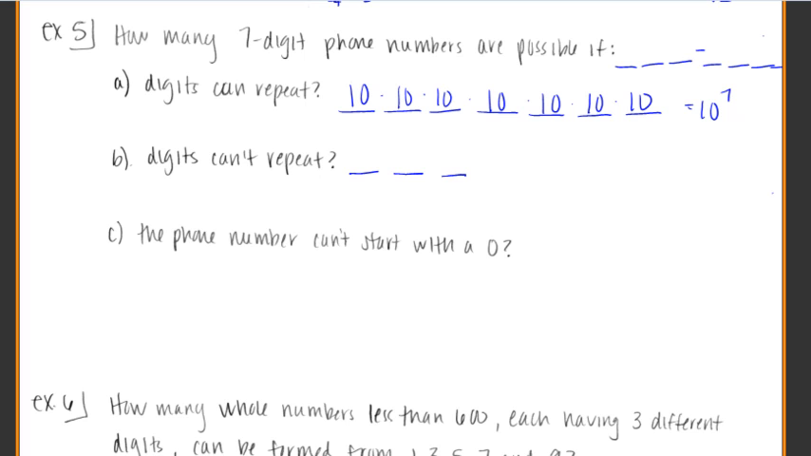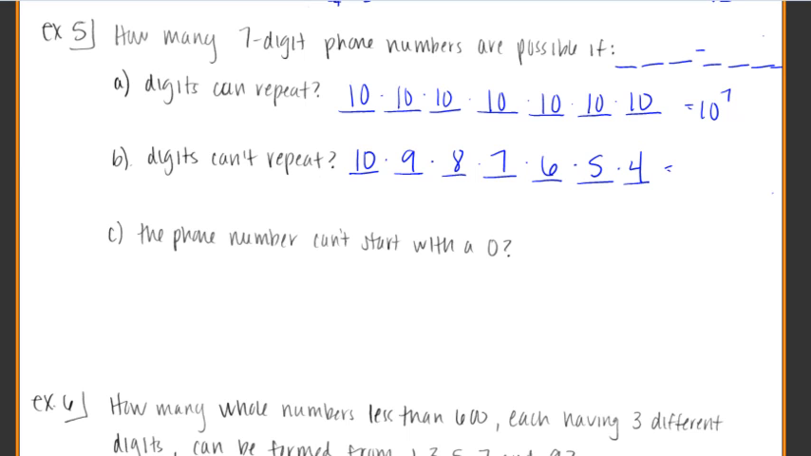Now this next part says, what if the digits can't repeat? So starting out, for that first slot, I still have all numbers to choose from, 0 to 9. So I have 10 options. But at this point, I've used up one of them. Let's say that number was a 1. Now for the second slot, I can't choose 1. I can go 0, then 2, 3, 4, 5, 6, 7, 8, 9. So I have 9 options. When I go to the third one, I've already used up 2 numbers, so now I only have 8 options left. You're kind of getting the idea. It's just going to trail all the way down to 4.